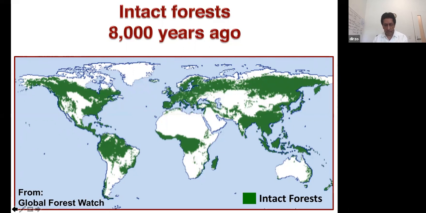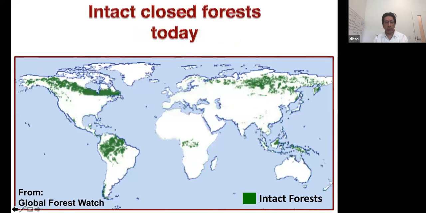But then they calculated what would be the coverage of the remaining closed forests today. Here I'm not considering the secondary forest or the replanted forest and so on. So of those forests that we had 8,000 years ago, those particular types of forests, what is the coverage that they have today? And as you can see, this is a very dramatic image that shows the incredible degree of transformation of our planet, particularly in the Anthropocene.